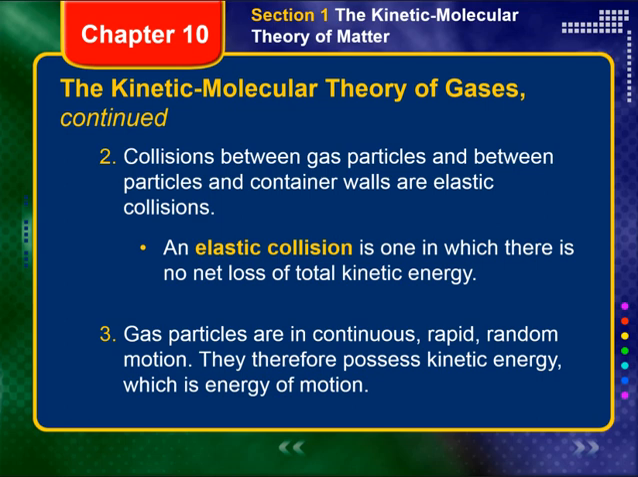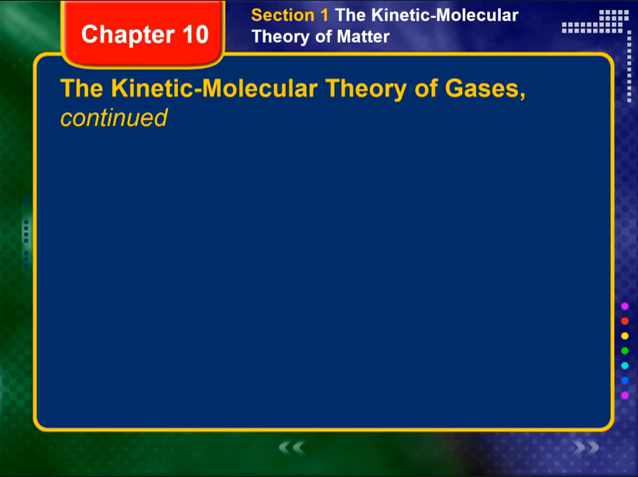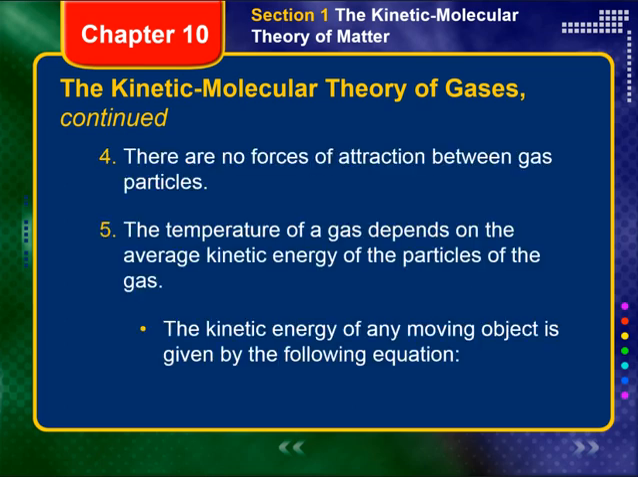Number 3, gas particles are in constant, rapid, random motion. They therefore possess kinetic energy, which is the energy of motion. Number 4, there are no forces of attraction between gas particles. And realize in that general concept, no forces of attraction, we're also saying that there are no forces of repulsion also. And number 5, the temperature of a gas depends on the average kinetic energy of the particles in the gas.